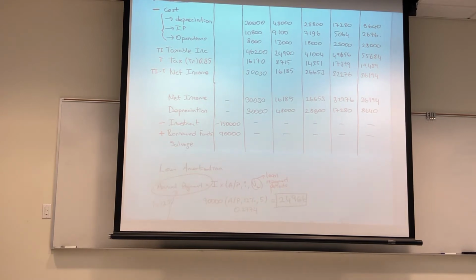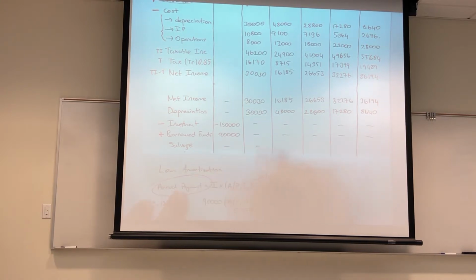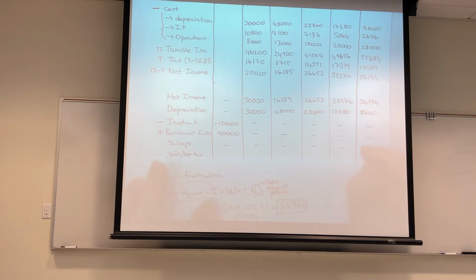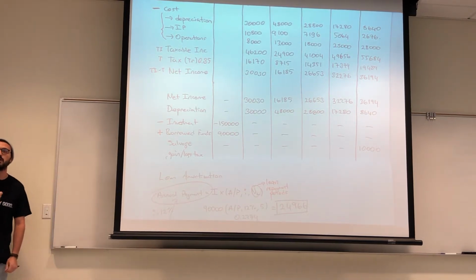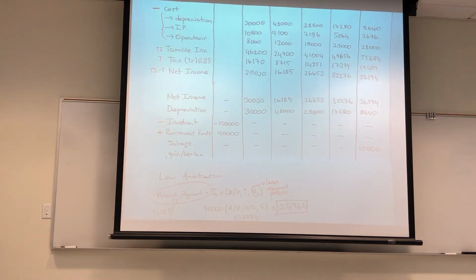Salvage value. Okay, so the salvage will happen at the end of the period. So we don't have anything until year 5. And at year 5, let's make up a salvage value. Let's make it 10,000. Since at the end of year 5, we sell that machinery and we receive $10,000, this is a positive thing, right? Because we got the money. So this is positive.